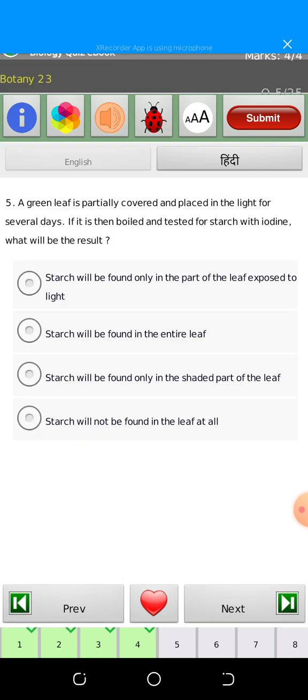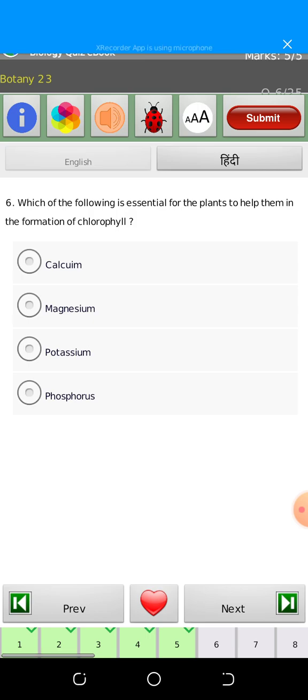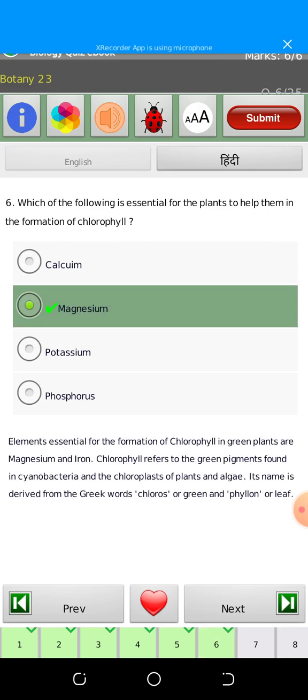Next is, a green leaf is partially covered and placed in the light for several days. If it is then boiled and tested for starch with iodine, what will be the result? The result will be starch will be found only in the part of the leaf exposed to light. Next is, which of the following is essential for the plants to help them in the formation of chlorophyll? Calcium, magnesium, potassium, phosphorus. Magnesium is essential for the plants to help them in formation of chlorophyll.